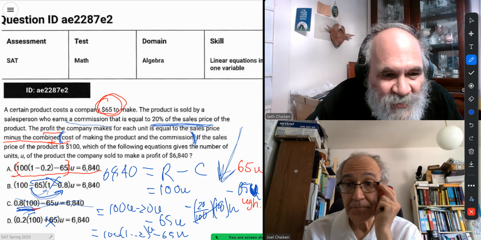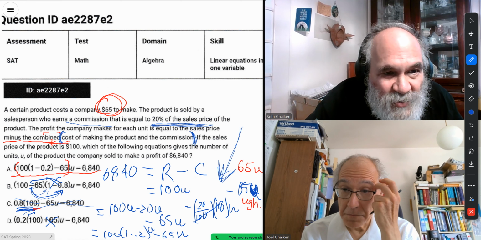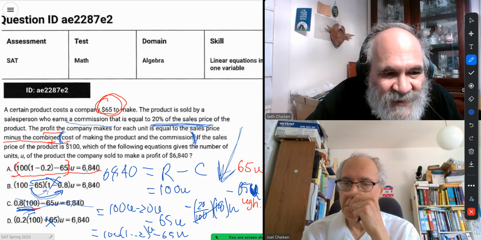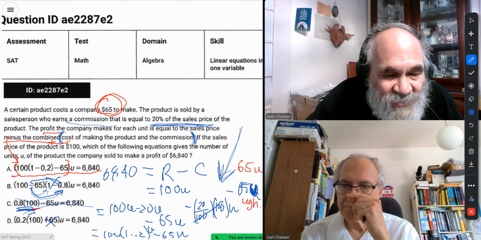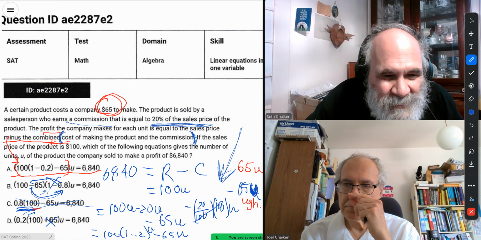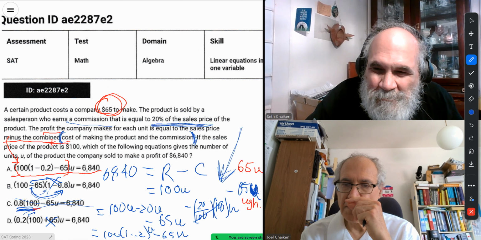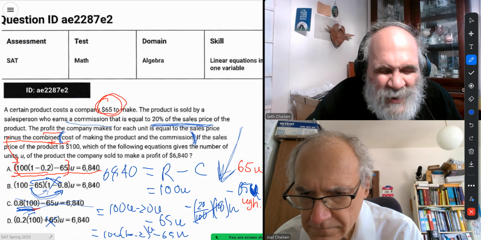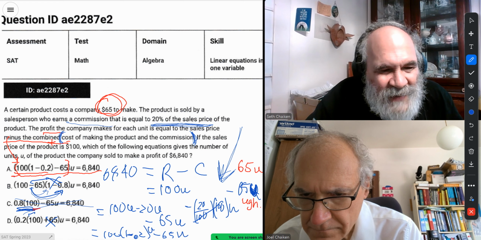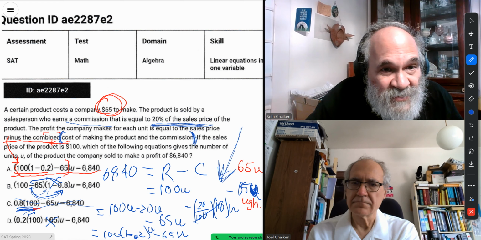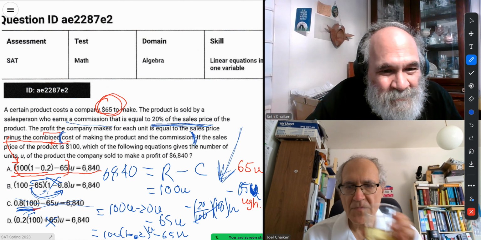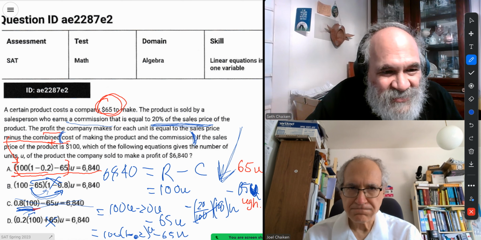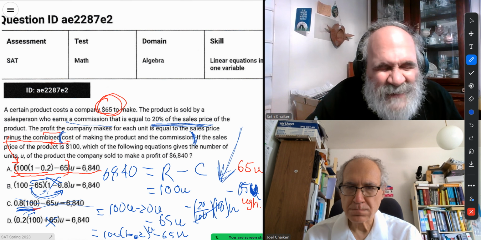Right. Yeah. Those 100. So this sentence translates directly into A. Right. Yeah. It's the sales price 100 minus the commission, which is of course 100 minus 20% of 100, and so it's equal to the sales price minus the commission, minus the cost of making the product and the commission.